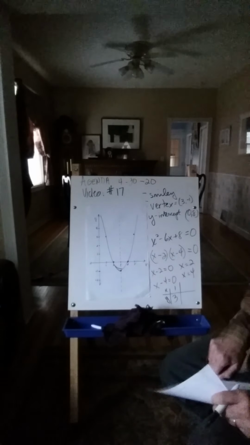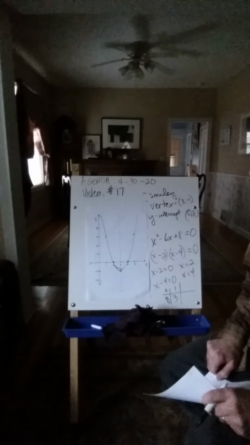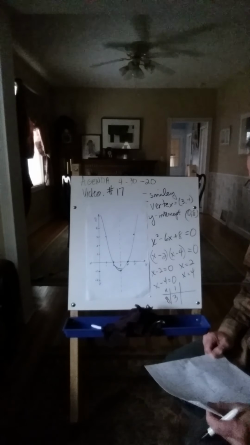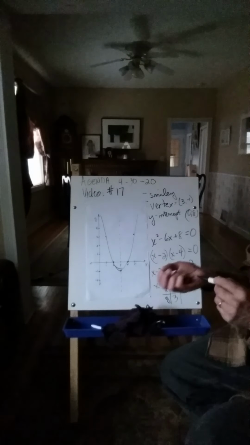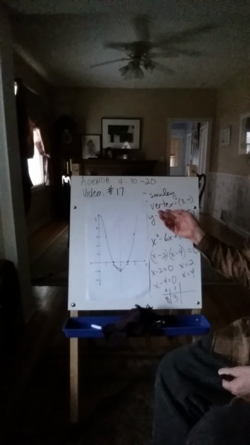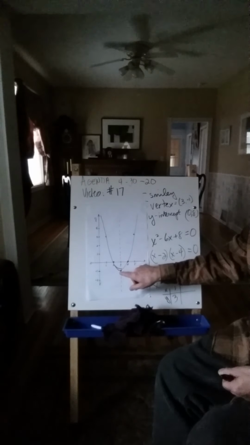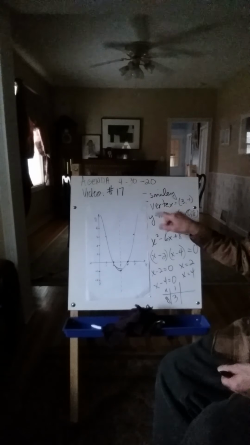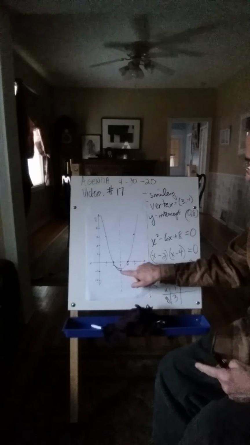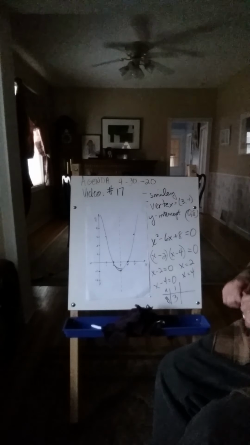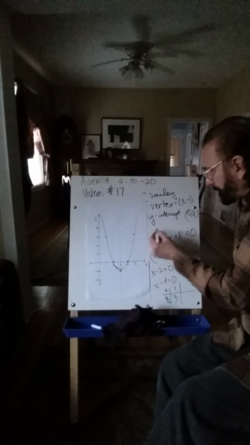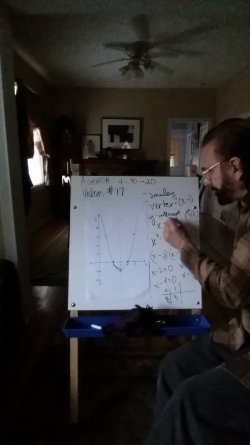Sorry about that. All right, you get it? So, that was number 2. I'd like you to tell me if it's a minimum or maximum. This obviously is a minimum because it's a smiley face. I want you to tell me that. I want you to tell me what the vertex is. That's down here. I want you to tell me what the line of symmetry is. Here it would be x equals 3, right?